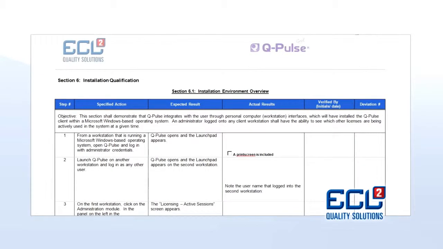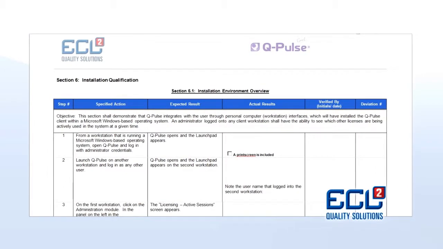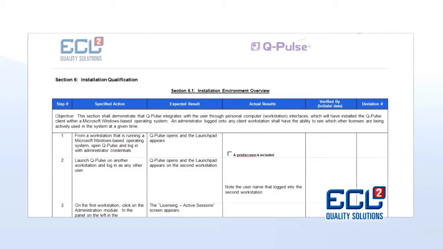There's no right or wrong place to include these requirements, so don't get caught up in trying to figure out where to put them. You may decide to include these requirements in your user requirements specification, indicating, for example, where electronic signatures will be used, or specifying how many incorrect attempts a user can make before being locked out of QPulse.